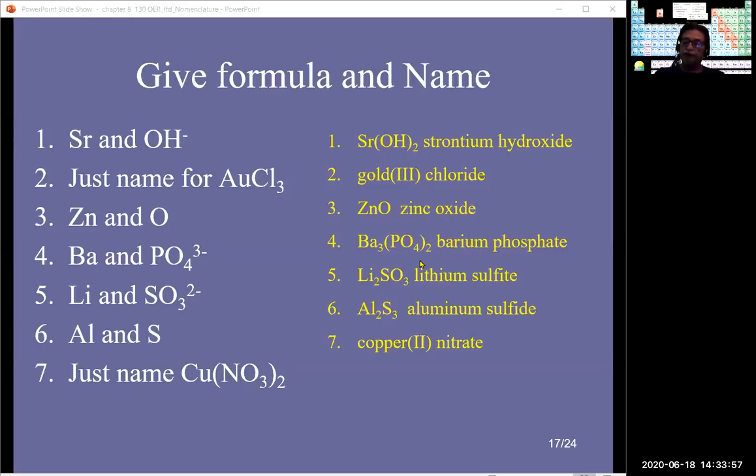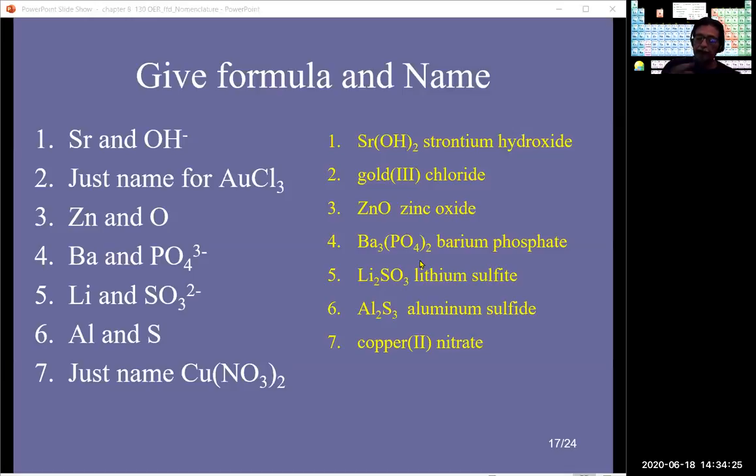Zinc, we know it's a +2. Oxide, always a -2. Simply put them together 1 to 1. We get the formula of ZnO, or zinc oxide. Okay. Barium phosphate, number 4. Phosphate, PO4, is the polyatomic ion from your table. Barium is in group 2, so it has a +2.